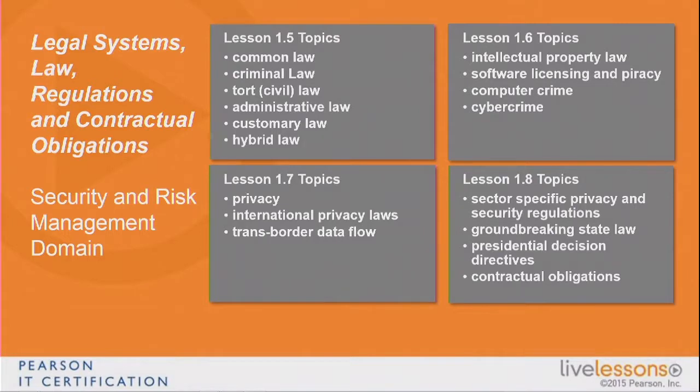In Lesson 1.6, we define intellectual property and look at intellectual property laws, including trademarks and copyrights, patents and trade secrets, as well as software licensing and piracy. We also look at computer crime and 4 federal statutes that deal with computer crime, and then we address the topic of cybercrime. Lesson 1.7 topics include privacy, and we define privacy in relationship to security.